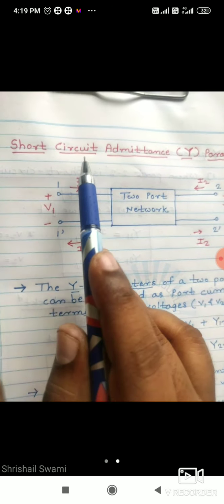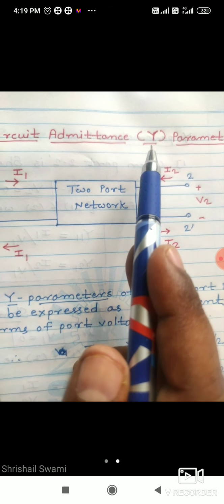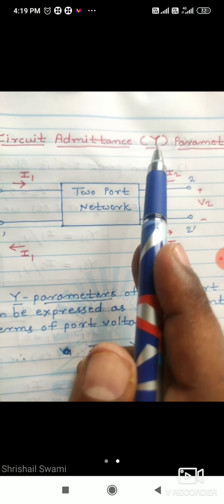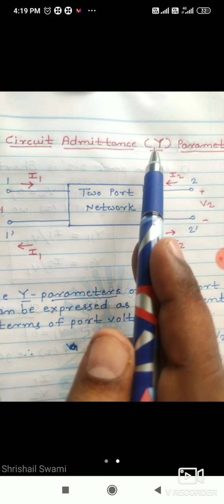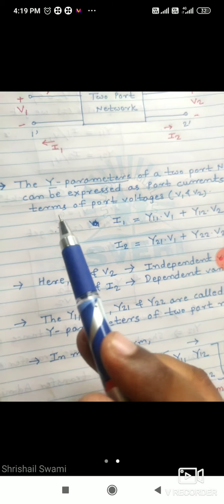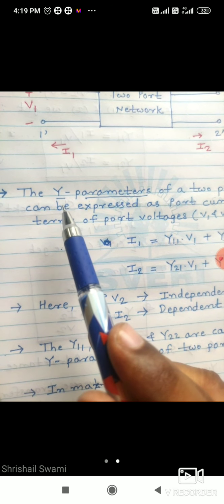So why is it called short circuit admittance? Admittance parameters are denoted by Y. Y is nothing but 1 upon Z, where Z is impedance. That is the reciprocal of impedance. That's why the unit of admittance is mho. So if you have understood the Z parameters, you can easily understand the Y parameters.